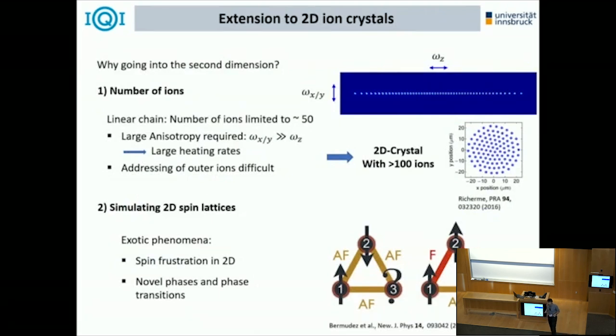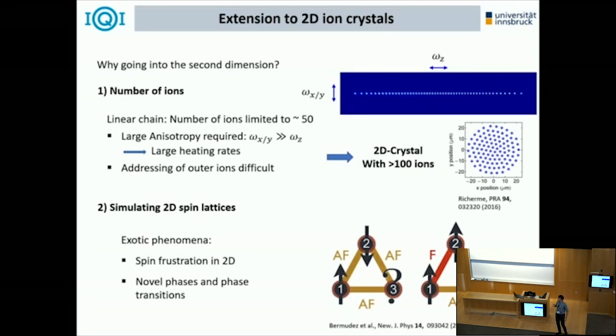So if you look at these linear strings, then usually you never see more than 50 to 100 ions. And why is this? Because if you want to get such a linear string, you need to make this radial confinement very strong and the axial confinement very weak. Because if you make the axial confinement too strong, then you get some zigzag configuration.